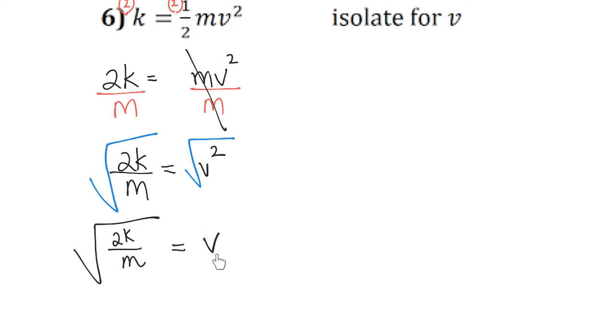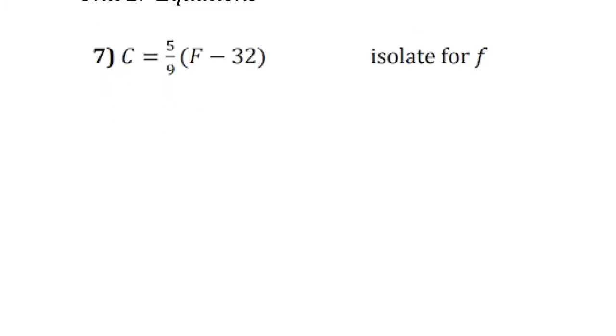We've gotten v by itself, and it is equal to the square root of 2 multiplied by k divided by m. All right, we've got one last question to do, and I'm going to ask that you give it a try. See if you can figure it out. You've got C equals 5 over 9 multiplied by F minus 32. So this is actually the formula to change a temperature in Fahrenheit into a temperature in Celsius.